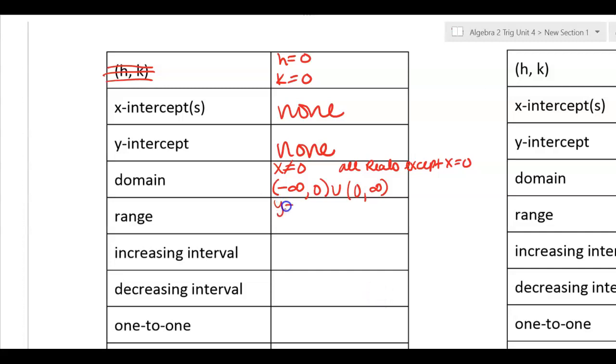So either you can talk about y not being equal to 0. You can say all reals except y equal to 0. Or you could say the same intervals as before. But this time they're talking about y values instead of x values. Okay? All right, look at your function.